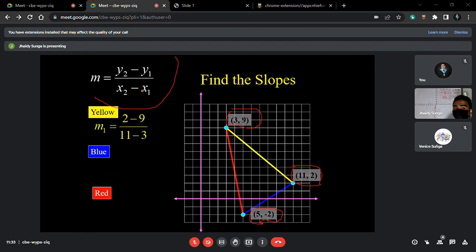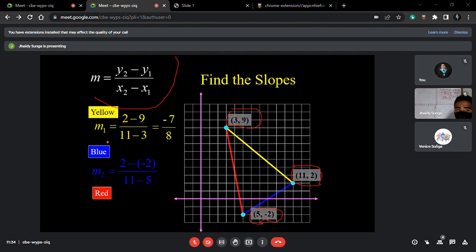If we are going to find the slope for yellow, the numerator is 2 minus 9, and the answer is negative 7, while the denominator is 11 minus 3, and the answer is 8. So our first slope, m1, will be negative 7 over 8. How is our slope number 2? We substitute the values: 2 minus negative 2.